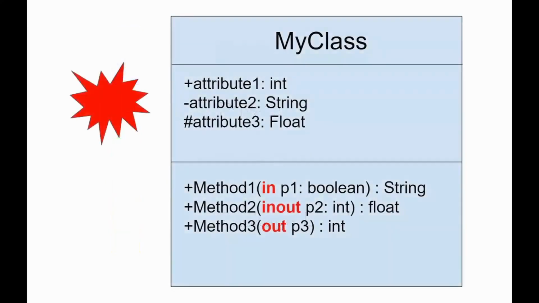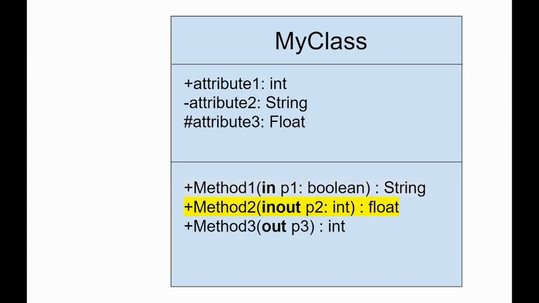Each parameter in a method can also be described in terms of its direction with respect to the caller: in, out, in-out. For example, method 1 uses p1 as an input parameter, and the value of p1 is somehow used by the method, and the method does not change p1.